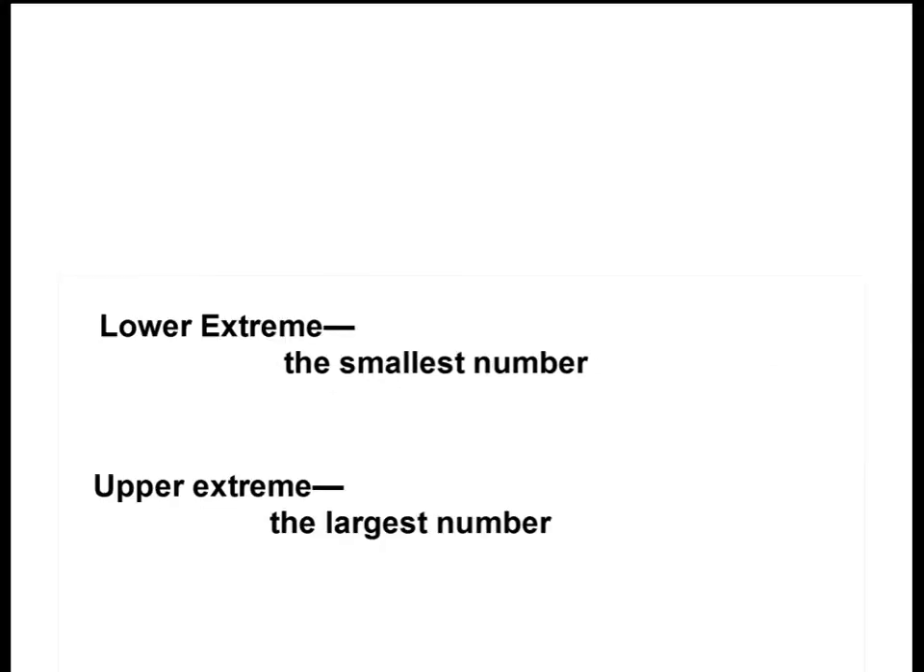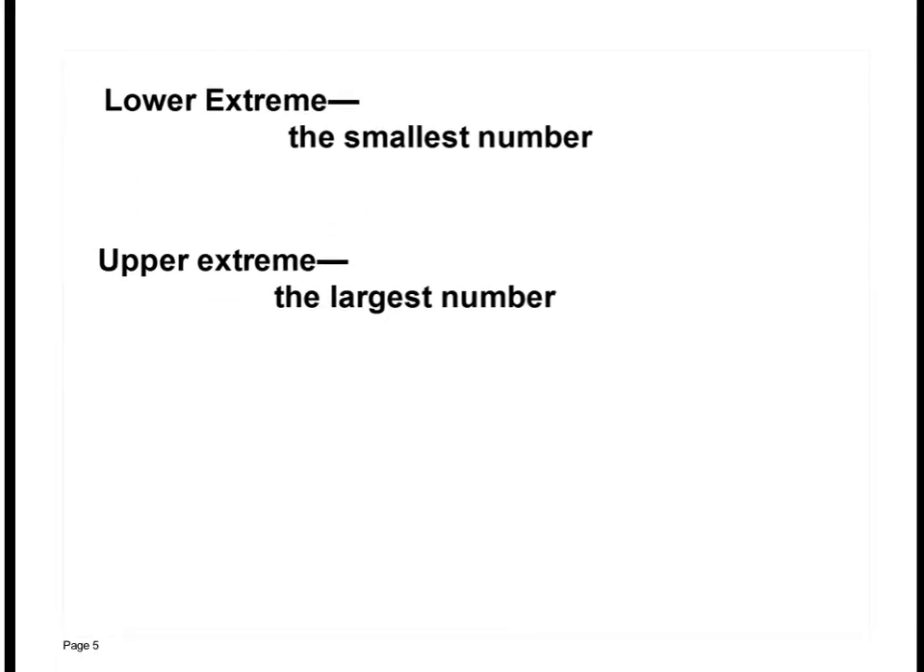Here's another part. You need to know the lower extreme and the upper extreme. So write this down. The lower extreme is the smallest number. That's your starting point. The upper extreme is your highest number. That's your ending point. Those are going to be the ends of the whiskers of the box and whisker plot.